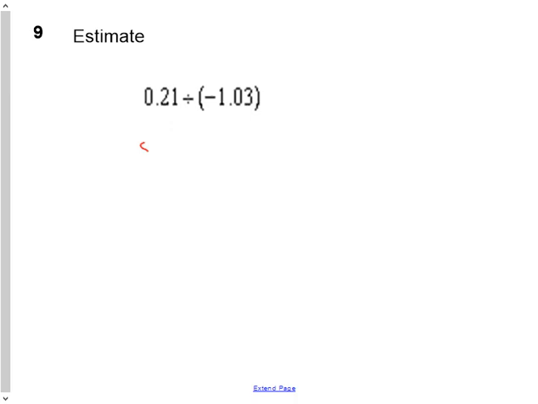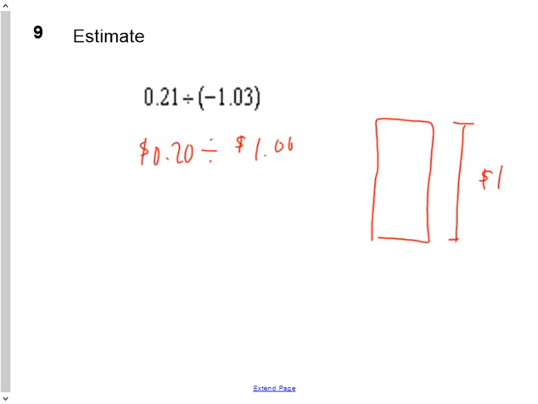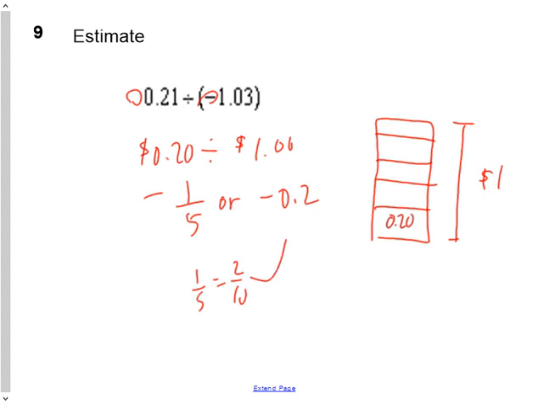I have 20 cents, and I have to divide it into piles of $1. If I have 20 cents and I have to make a pile of $1, let's pretend this is a pile of $1. This is $1 high. 20 cents is only a fifth of a pile, right? A fifth of a pile. So therefore, my answer would be a fifth, but a positive divided by a negative is a negative. So as a fraction, it's -1/5, or since we started as a decimal, -0.2, because 1/5 is equal to 2/10.